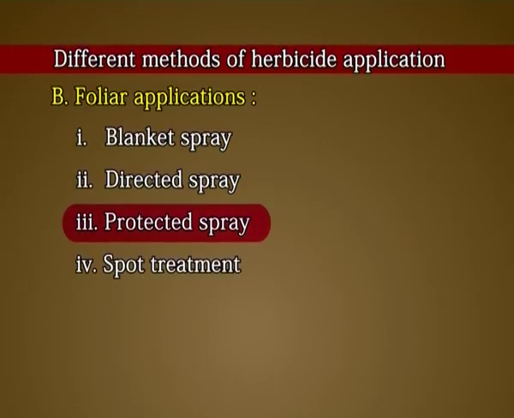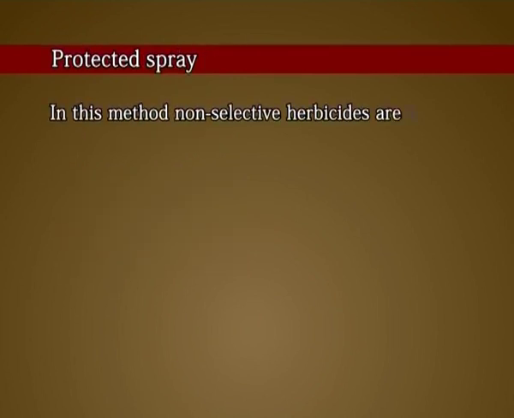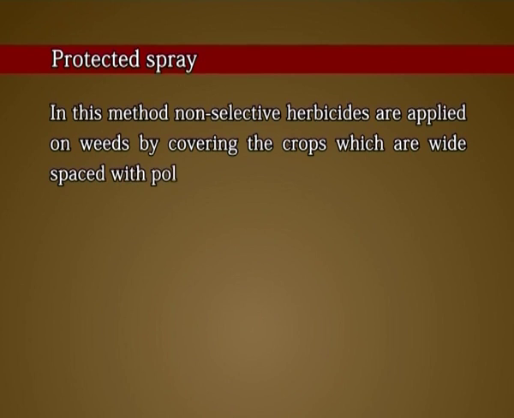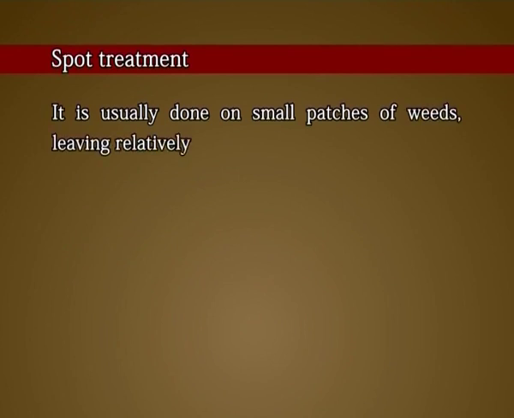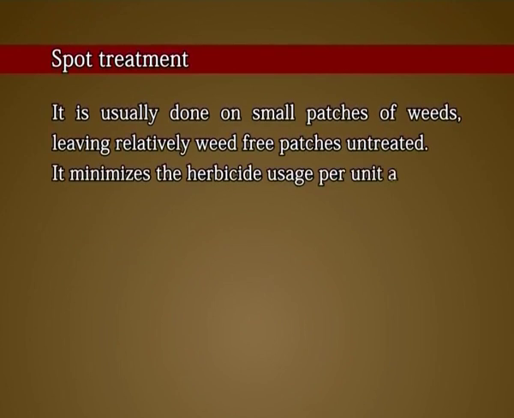Number 3, protected spray. In this method, non-selective herbicides are applied on weeds by covering the crops, which are widely spaced, with polyethylene covers. This method of application is expensive and laborious. However, farmers are using this technique for spraying glyphosate to control weeds in jasmine, cassava, etc. Number 4, spot treatment. It is usually done on small patches of weeds, leaving relatively weed-free patches untreated. It minimizes the herbicide use per unit area.